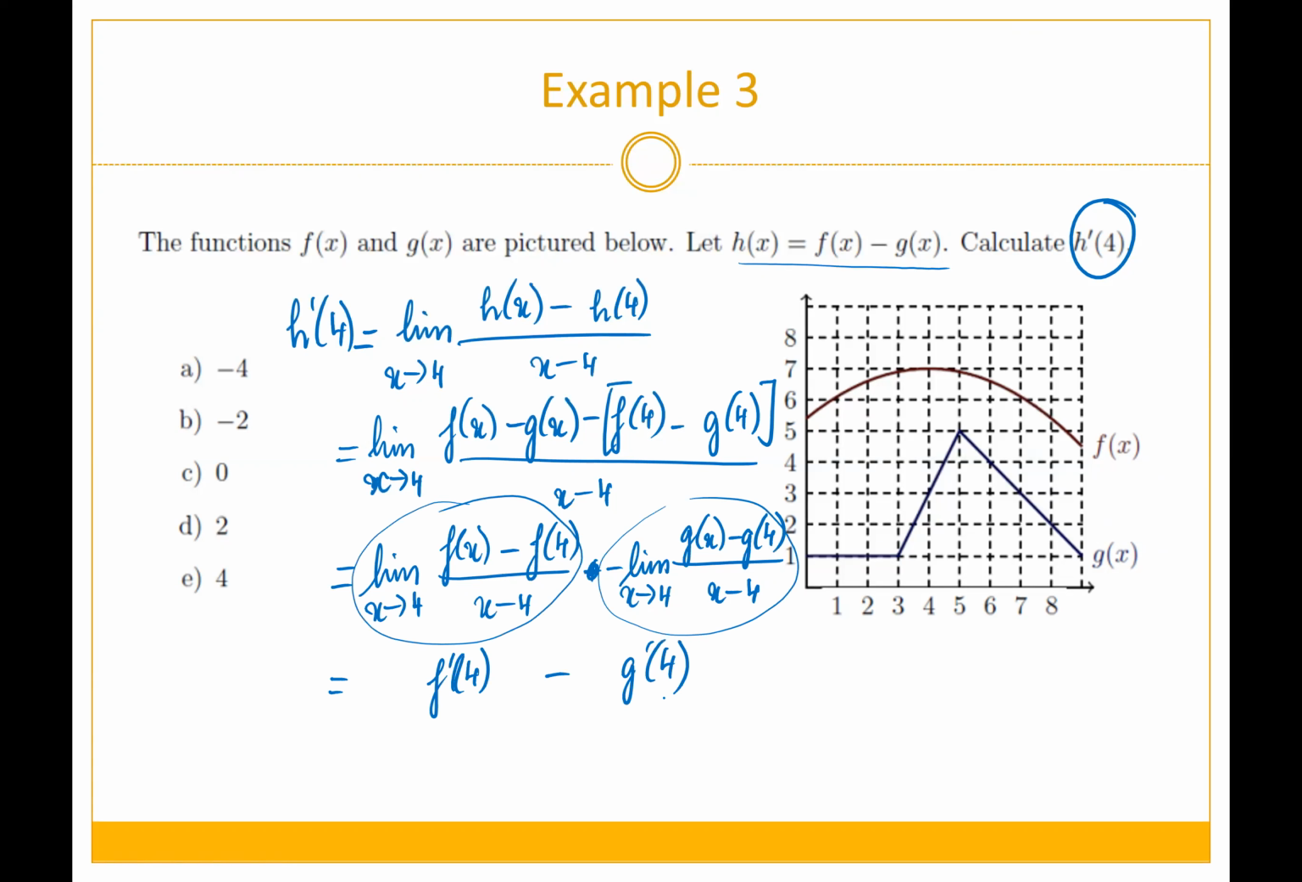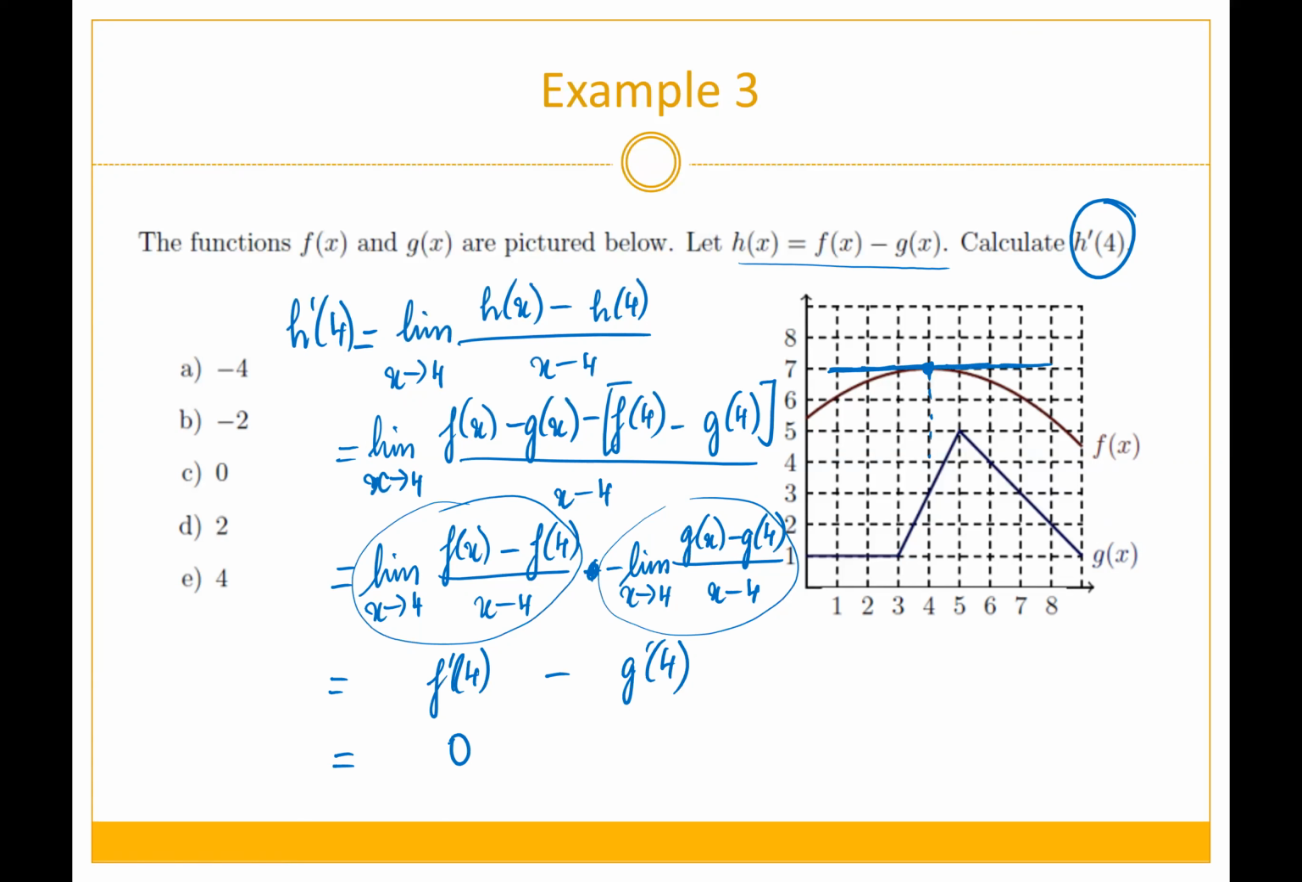And so f prime of 4 here is basically, as I said, the meaning of the derivative at a point of a function is the slope of the tangent line. Now you look at the graph of f, and you look at 4, right? So this tangent line is going to be a horizontal line. So the slope of the tangent at 4 is 0. So it's going to be 0 here.